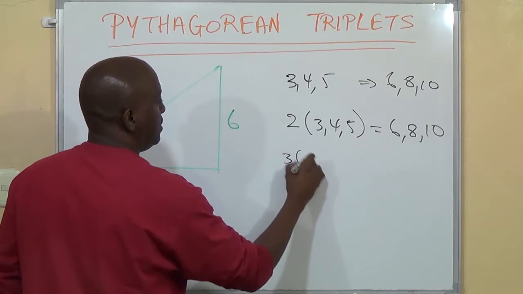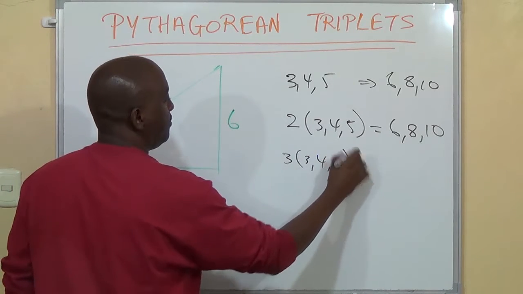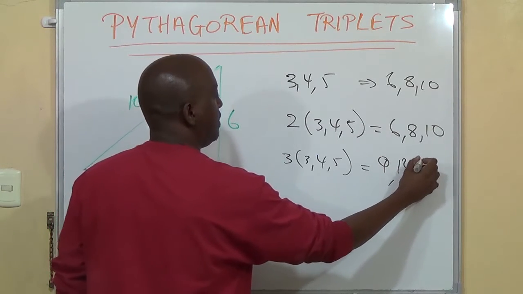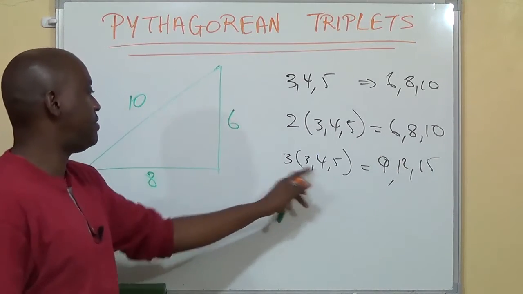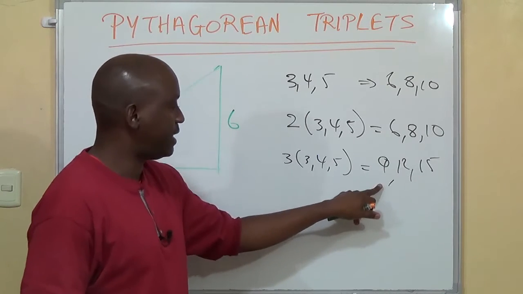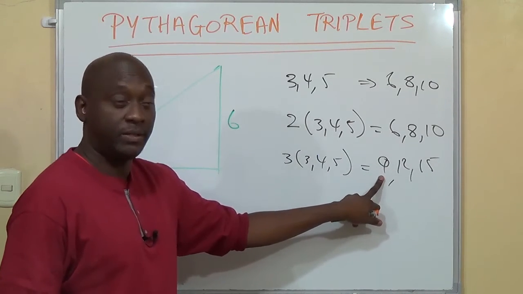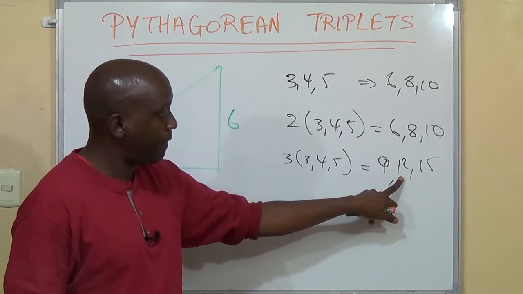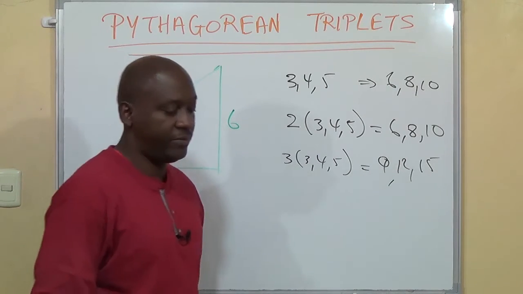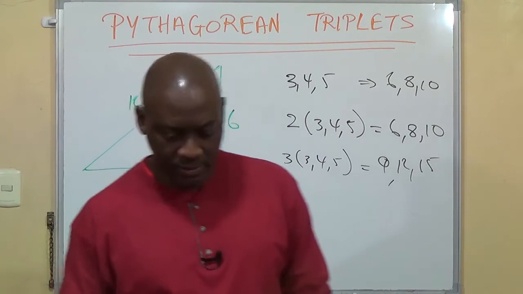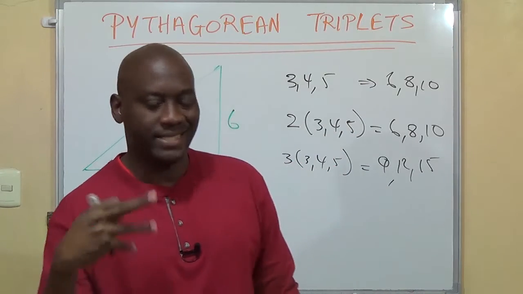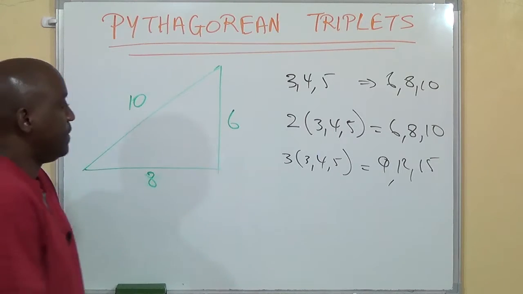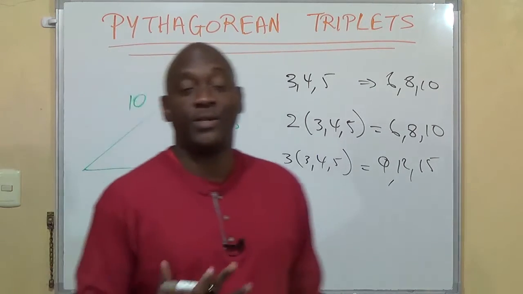So, let us say 3 times 3, 4, 5 will give us a triangle where the sides will be 9, 12, and 15. 3 3s are 9, 3 4s are 12, 3 5s are 15. We can check it out again. 9 squared is 81. 12 squared is 144. 81 and 144 is how much? 144 plus 100 is 244. 244 minus 19 is 225. 225 is the same thing as 15 squared. And you could just go on doing that for as long as you care to do it.